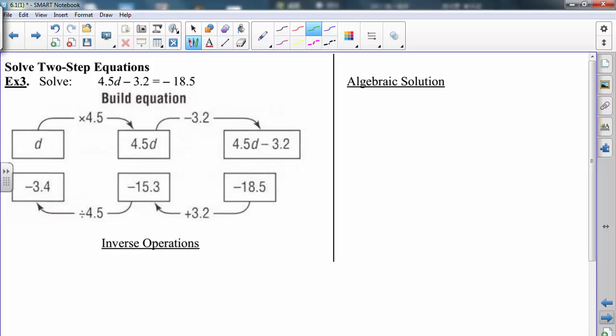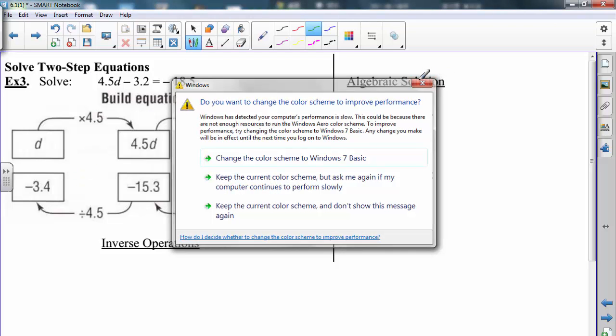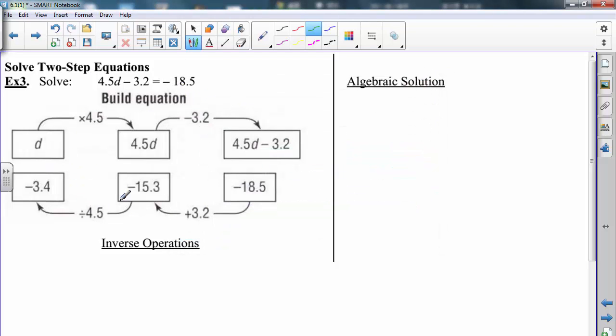So right now, let's look at how we can use the inverse operations to help us understand two-step equation solving. Let's look at example 3. Solve 4.5 times d minus 3.2 equals negative 18.5. This equation involves 2 steps. Let's look at what these 2 steps are in the inverse operation model.